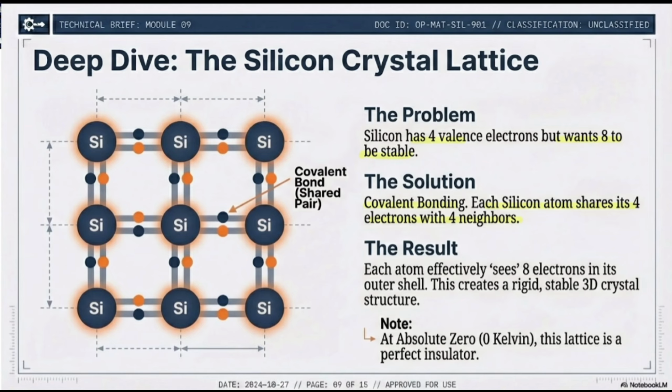What is the result at this point? The result is that each atom effectively is going to see 8 electrons. It's not necessary to say that the 8 electrons are for itself, but it's going to see them. So at this point, let's just consider the middle one, maybe this guy.